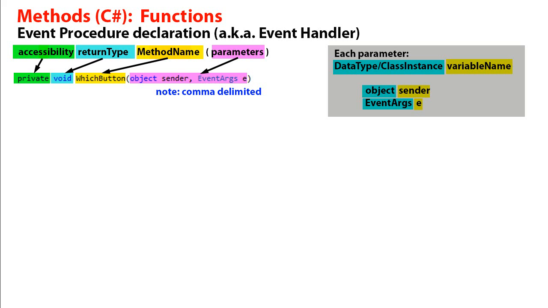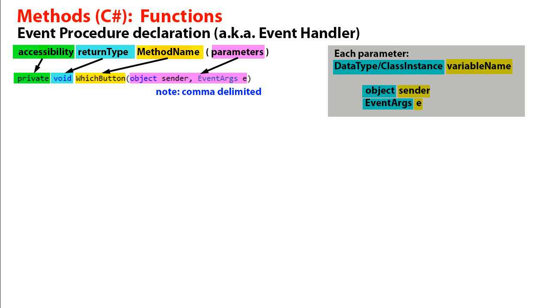Let's take a closer look at the event procedures that we've been using, and they follow a format in that it starts with a keyword of accessibility. We've been using procedures that are private, but we can also make procedures and functions public. And our event procedures have a return data type, as do all functions. And since nothing's being returned, the return data type for an event procedure is void, meaning it doesn't return anything.